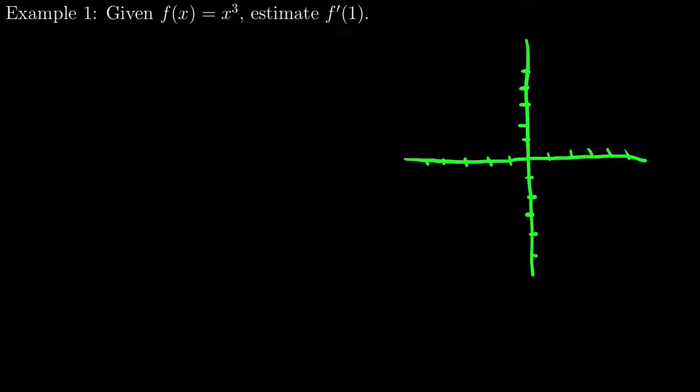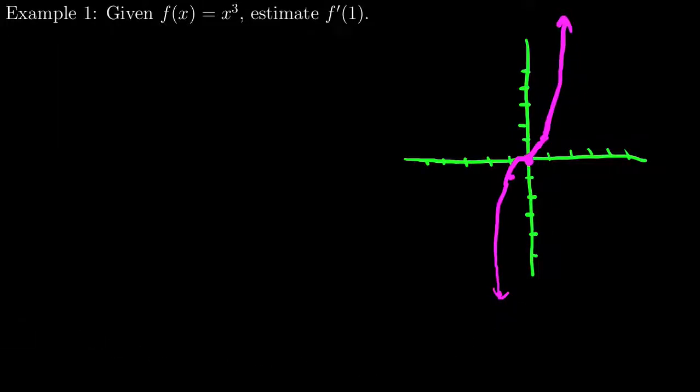And I know that x cubed goes through 0, 0, 1, 1, 2, 8, which is going to be up here somewhere, -1, -1, and -2, -8. Now if I sketch this curve, and I'll try to do it as carefully as possible, it's a little bit hard to do it with this, it's going to look like this.